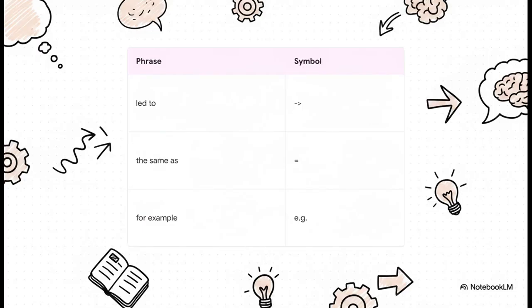Now, utilizing that shorthand directly frees up a ton of your cognitive bandwidth. For example, instead of writing out the words led to, just quickly draw an arrow. Instead of writing the same as, just slap down an equal sign. For example, simply becomes e.g. By doing this, your hand isn't desperately racing to keep up with the speaker's pace. Instead, your hand moves efficiently, and that frees up your brain to actually focus on evaluating the concepts being discussed. You're saving serious time and, more importantly, mental energy.